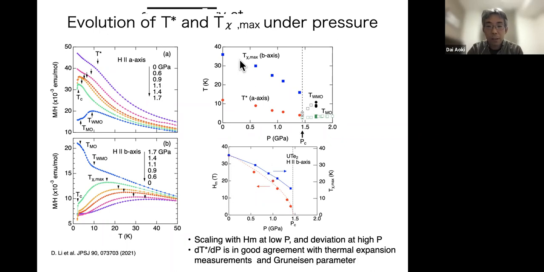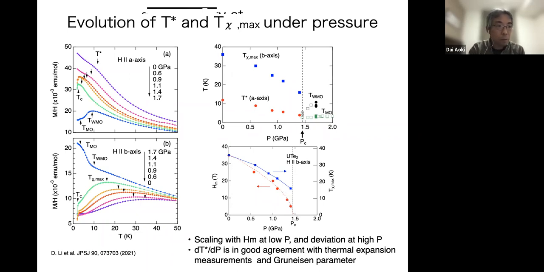The evolution of T chi max scales with the metamagnetic transition field HM, but at higher pressure it deviates between T chi max and HM. So this indicates that the magnetic property is changing under pressure.